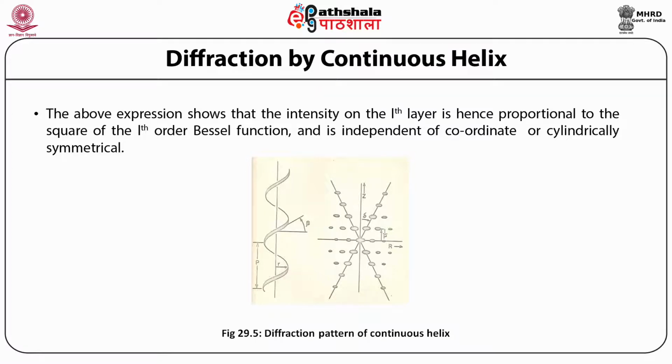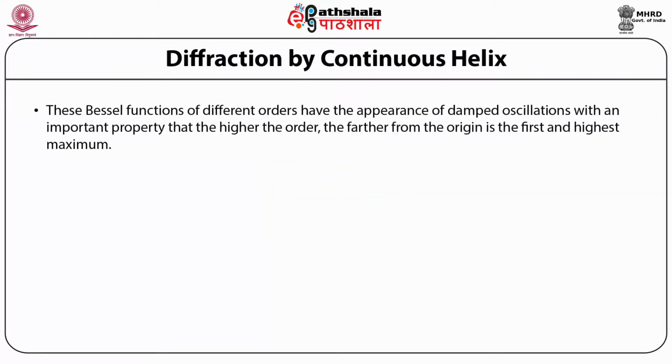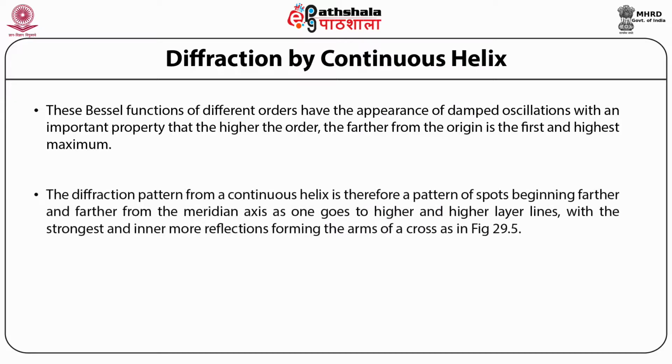You can see on the right hand side clearly the pattern of X denoted by two cross lines. These Bessel functions of different orders have the appearance of damped oscillations, with an important property that the higher the order, the farther from the origin is the first and highest maximum. The diffraction pattern from a continuous helix is therefore a pattern of spots beginning farther and farther from the meridian axis as one goes to higher and higher layer lines, with the strongest and innermost reflections forming the arms of a cross as shown in the above figure.